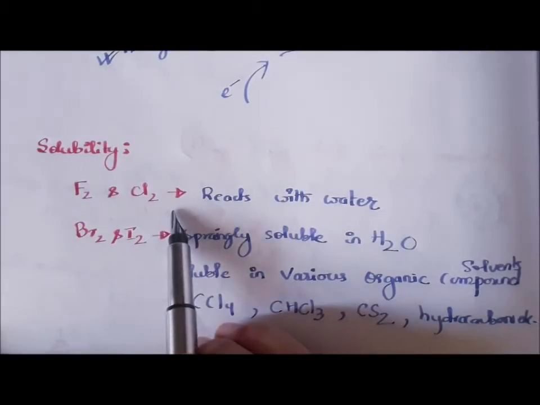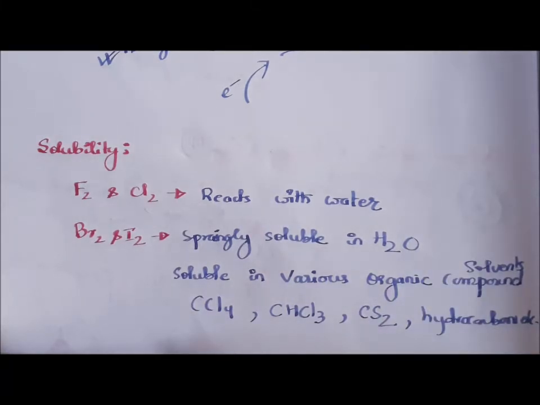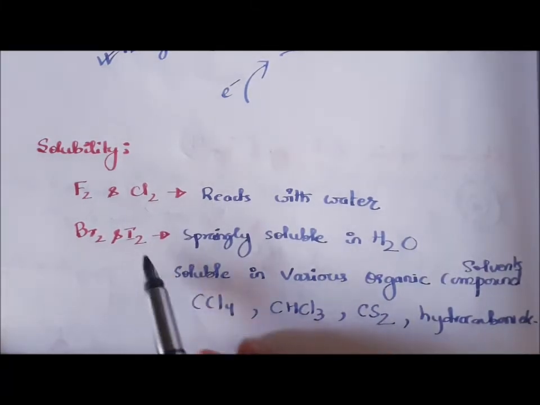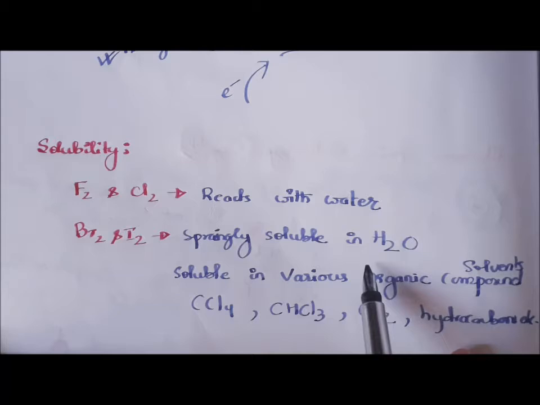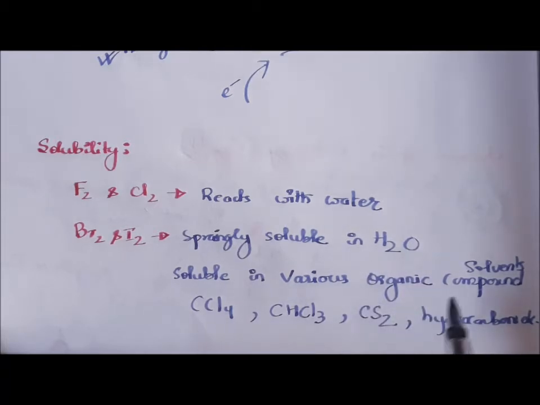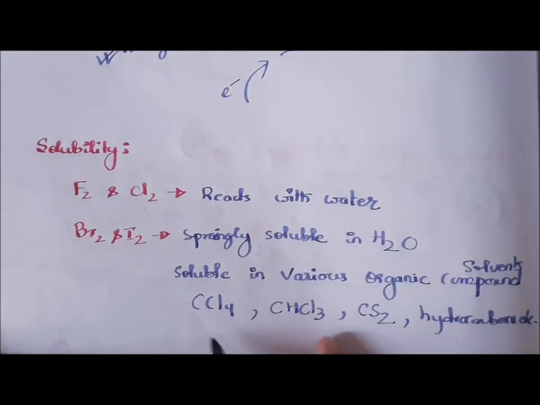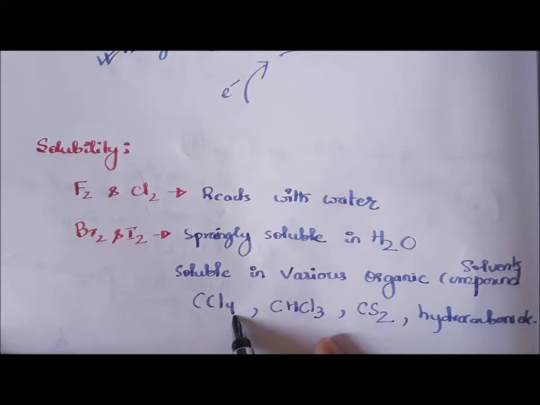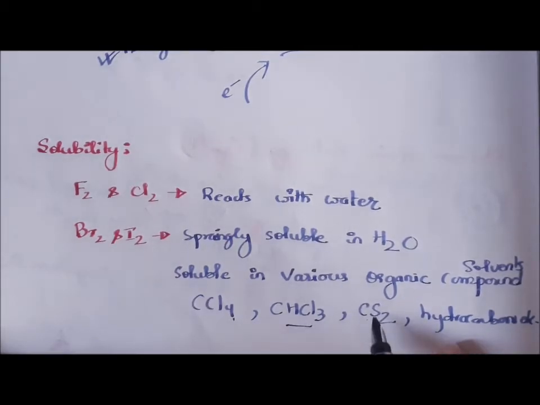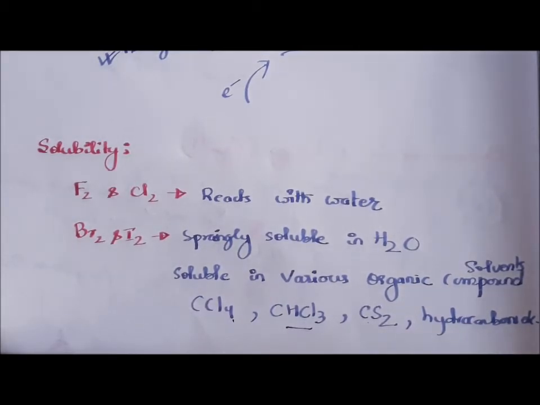So next, solubility. Fluorine and chlorine react with water, but bromine and iodine are only slightly soluble in water. They are soluble in various organic solvents like carbon tetrachloride, chloroform, carbon disulfide, hydrocarbons, etc.